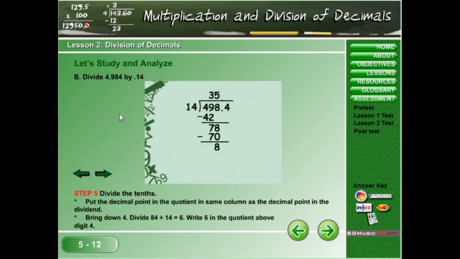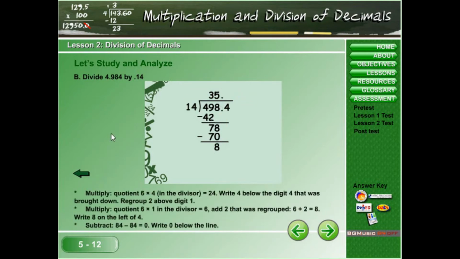Step 5. Divide the tens. Put the decimal point in the quotient in the same column as the decimal point in the dividend. Bring down 4. Divide 84 divided by 14 equals 6. Write 6 in the quotient above digit 4. Multiply. Quotient 6 times 4 in the divisor equals 24. Write 4 below the digit 4 that was brought down.